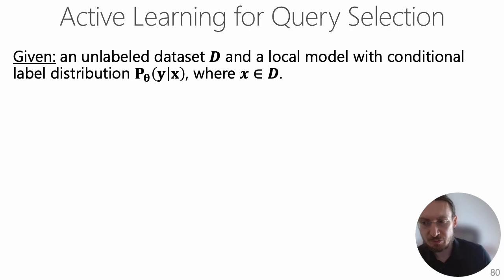And here, to improve this process, we harness active learning, which is a method that selects the best queries to be sent to improve the local model as much as possible. So we assume that we are given an unlabeled dataset D and a conditional label distribution. So here for a given data point X and a label Y, we see what's the probability of this label being returned, where X is some data point from the querying party's unlabeled data.